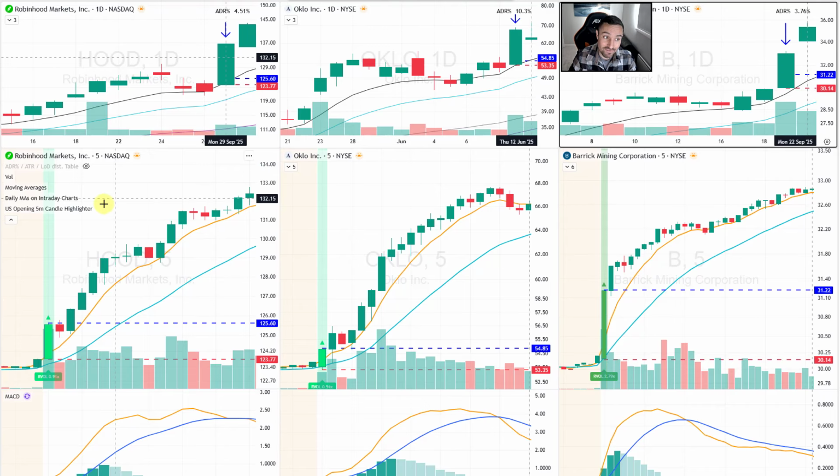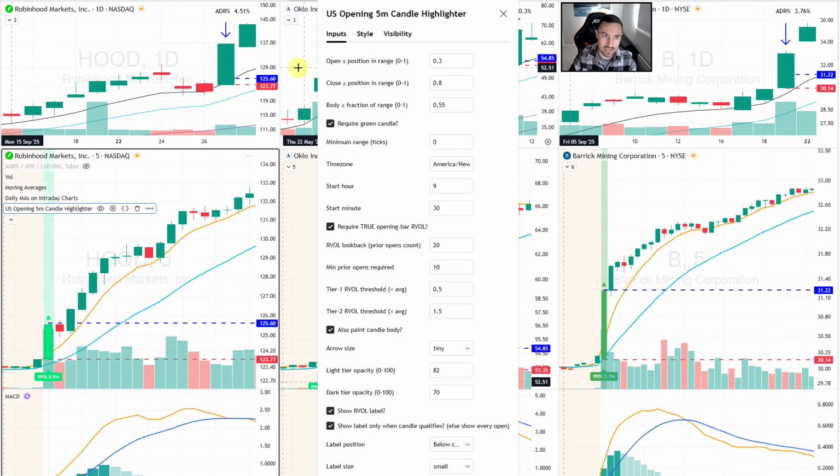But if you want to start configuring the settings, play around with it, okay? So the indicator is in TradingView. Search my name in TradingView, you'll find it, or US Opening 5-Minute Candle Highlighter. And what you can do is change the opening position here. So in terms of the range, if you don't want that 5-minute candlestick to have what I call a shakeout demand zone, a lower wick on it, then you can just reduce this from, say, 0.3 to 0.1. If you want the close, so this is in quantiles, to be even higher relative to the range of the bar, set that at like 0.9 or something like that, to be even stronger.